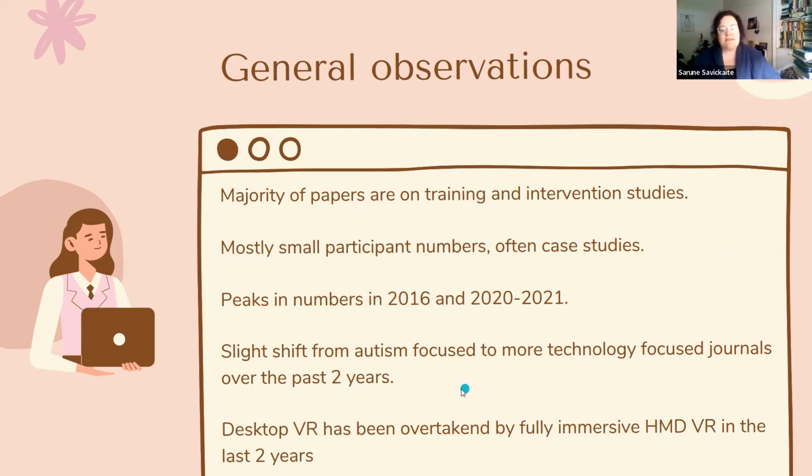But even looking at the journal articles, you can see there's a slight shift from just purely autism or psychology focus to more technology and human-computer interaction journals over the past few years. So it seems to be becoming more of an interdisciplinary area rather than just specifically focusing on psychology research.